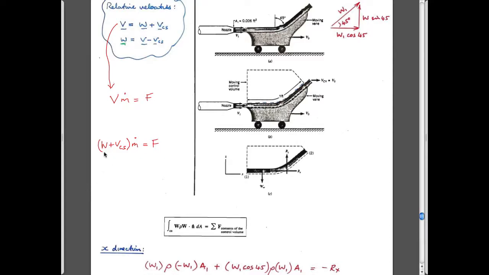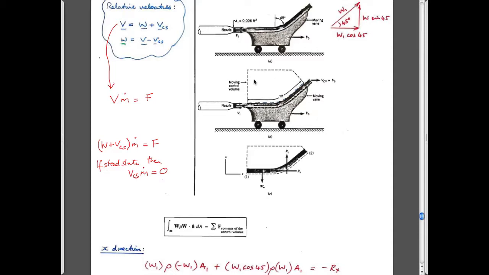Where this is the relative velocity of the jet, this is the velocity of the moving control surface. Let's see, if steady state, then V, the velocity of the control surface times the mass flow rate equals 0 de facto, right? And that is because the amount going in has to equal the amount coming out.